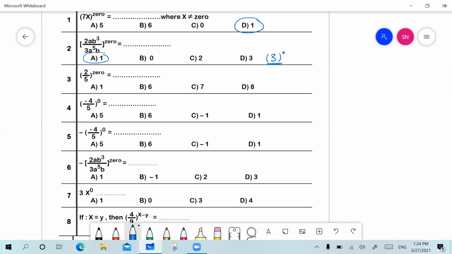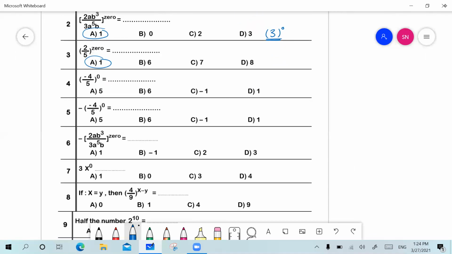Again, anything raised to the power of 0 is equal to 1. And negative 4 over 5 raised to the power of 0, this is equal to, Yusuf? Negative 1? No, the negative here is inside the brackets, Yusuf. I'm talking about number 4, so it will be 1. But in number 5, the negative is outside, so it's going to be negative 1. Thank you, Yusuf.